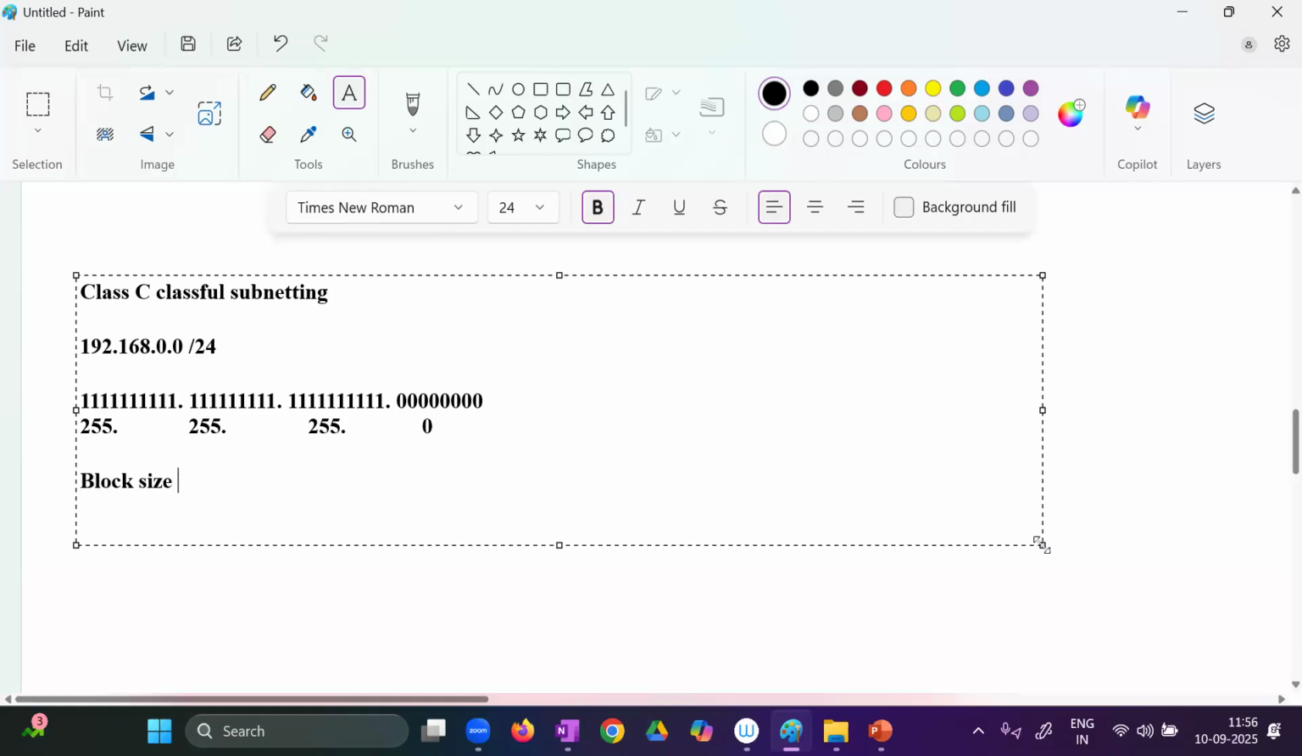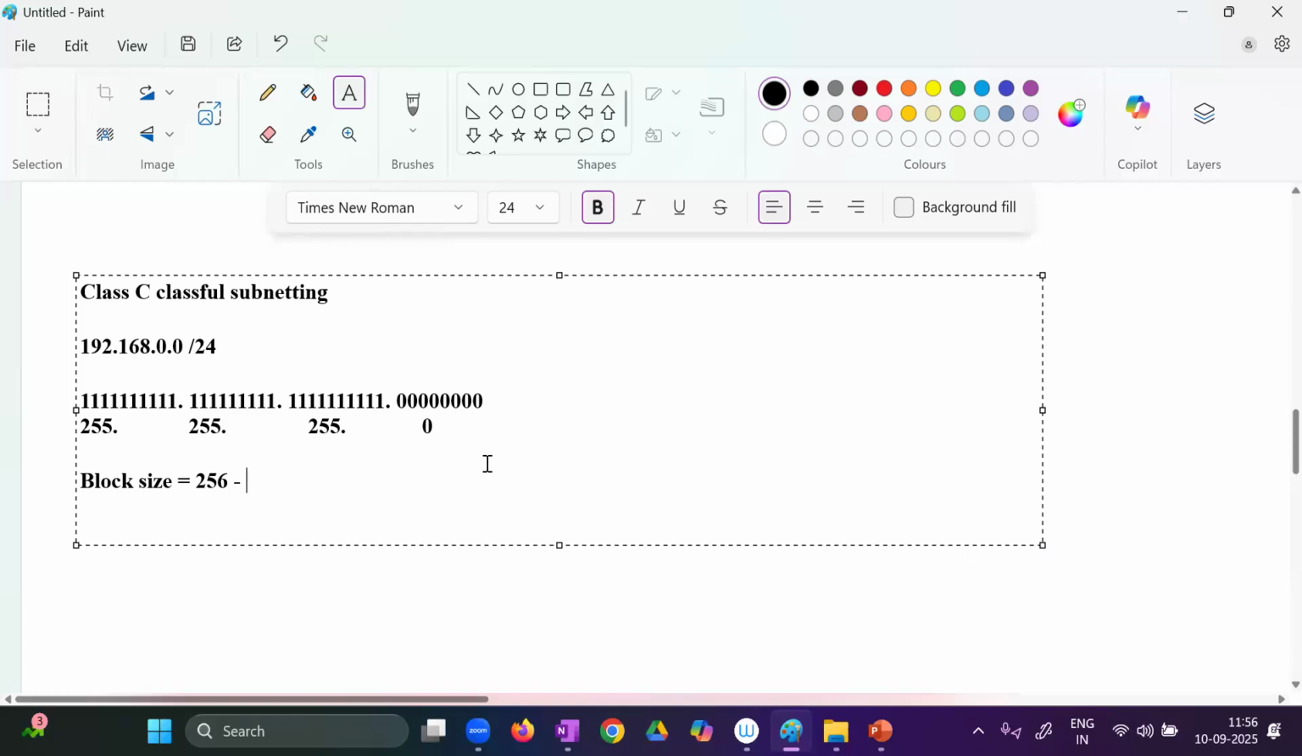Now, what is a block size? To get the block size, you will have to subtract from 256. Now, why are we subtracting from 256? Because total range is what? 0 to 255. It means 256. And each octet is of how many bits? 8 bits. And 2 power 8? 256 only. Right? You can calculate also.